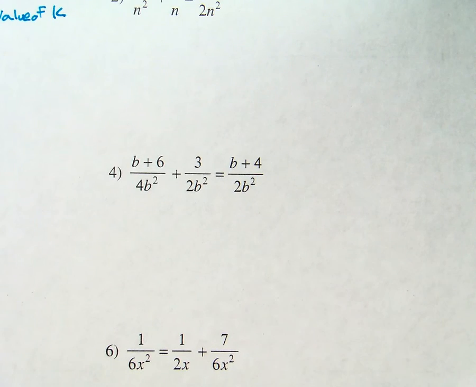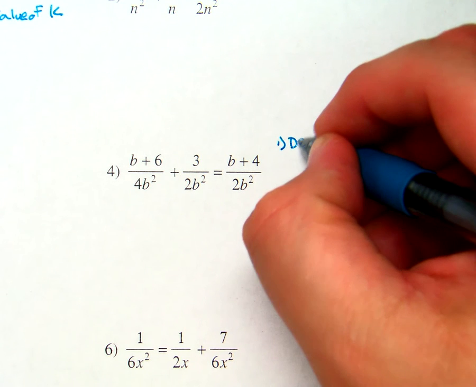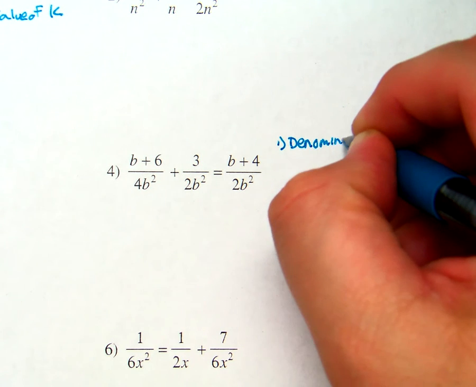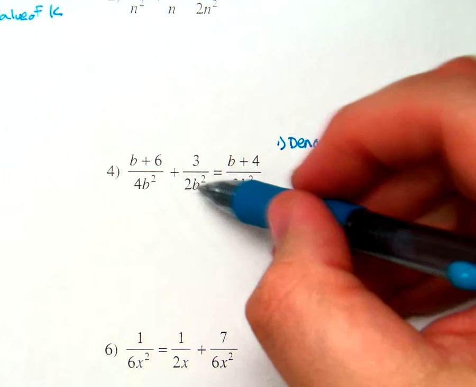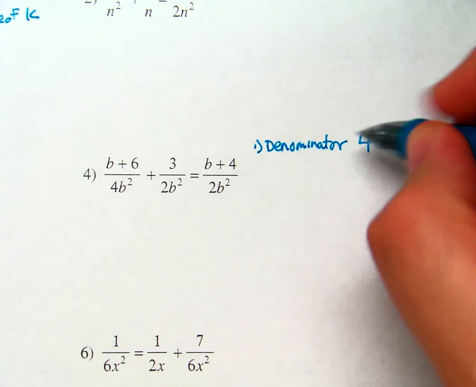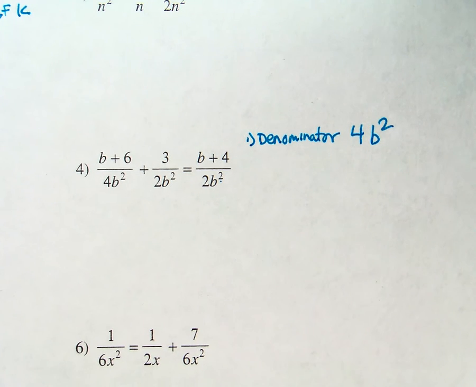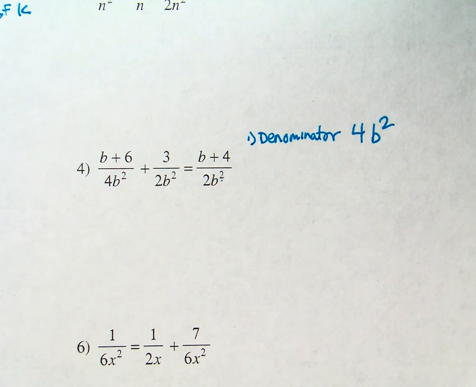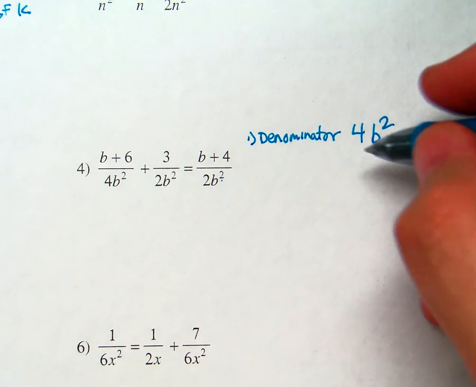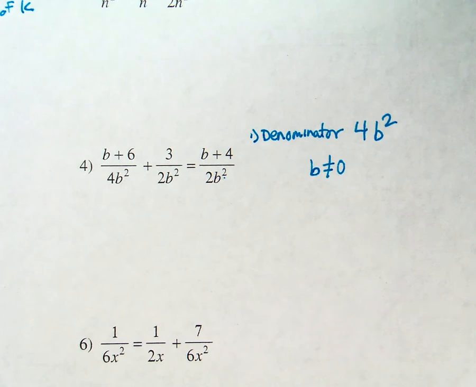Now, first off, I need a common denominator. All right, 4 and 2 and 2, so what's the biggest multiple? 4. B squared, and B squared. Well, that's nice and easy. It's 4b squared. Now, what can't b be equal to? It's 0. Yeah, b can't be equal to 0. So we know that for a fact.